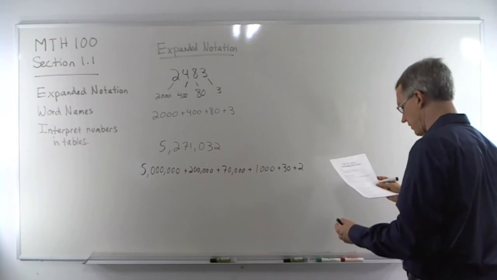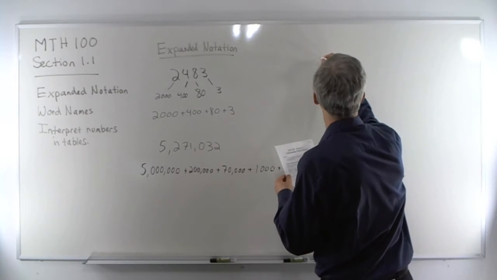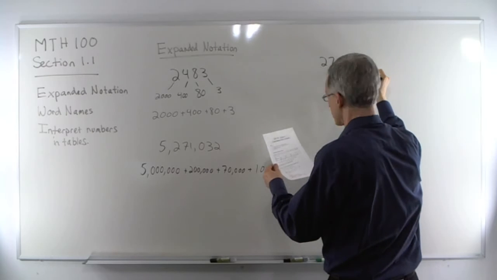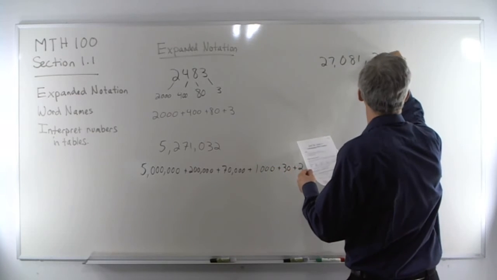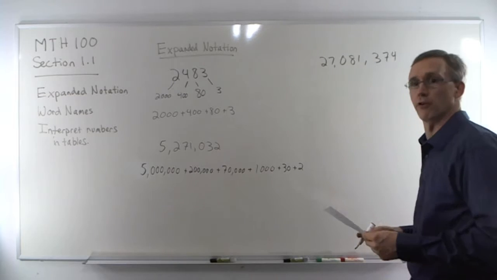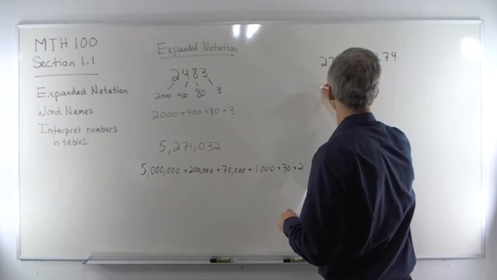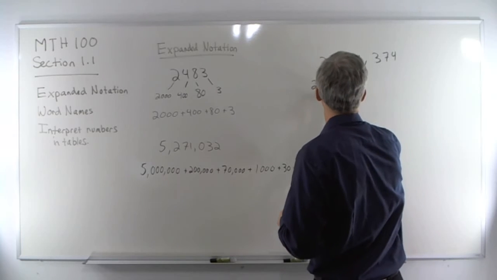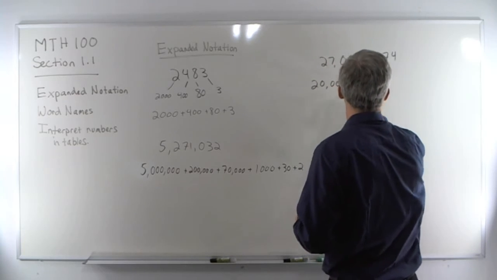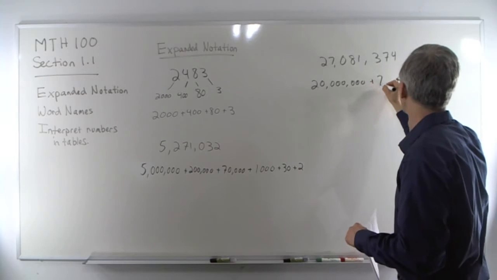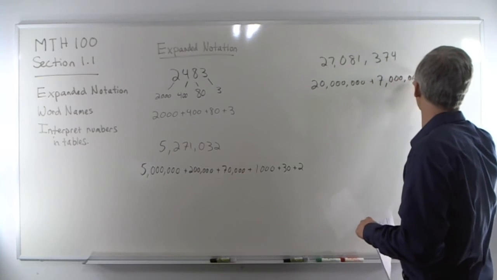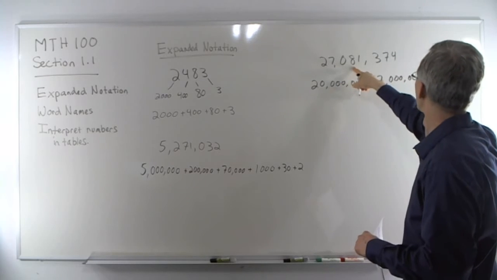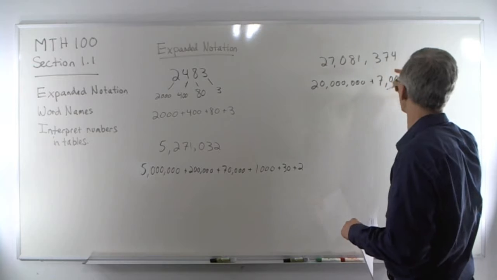Alright, your turn number 1, we've got 27 million, 81,000, 374. Alright, we'll break this thing up, start with a 2. I've got 2 followed by 1, 2, 3, 4, 5, 6, 7 zeros. Or 20 million. Now the 7, that turns into 7 million. Now we'll skip over the 0, go right to the 8. And here we'll have 80,000. 8 followed by 1, 2, 3, 4 zeros.